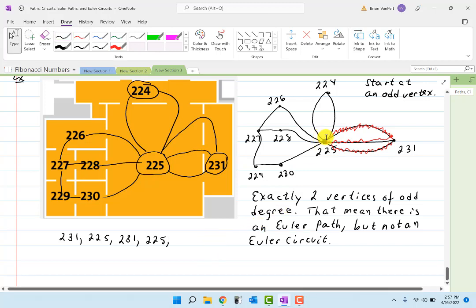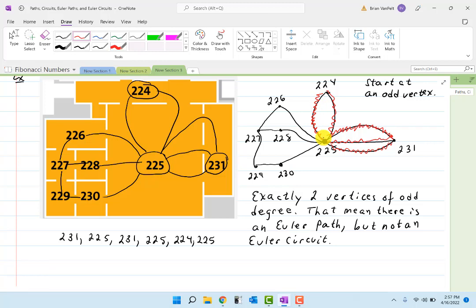So now I'm at 225. What am I going to do? I'm going to take care of this loop around 224. So I'm going to go to 224 and then back to 225. Remember, I'm going to end up at the other odd vertex, which is room 227. So 224 to 225, that's taken care of.